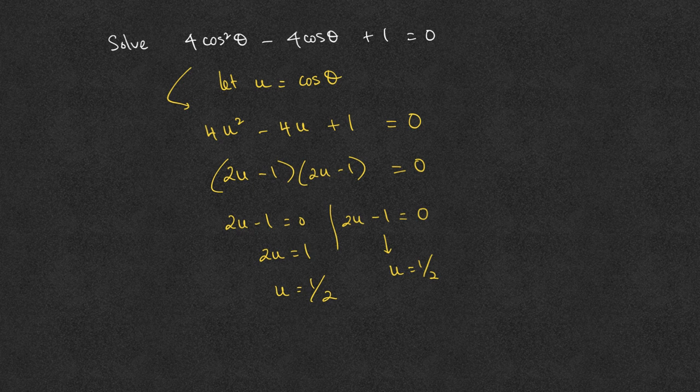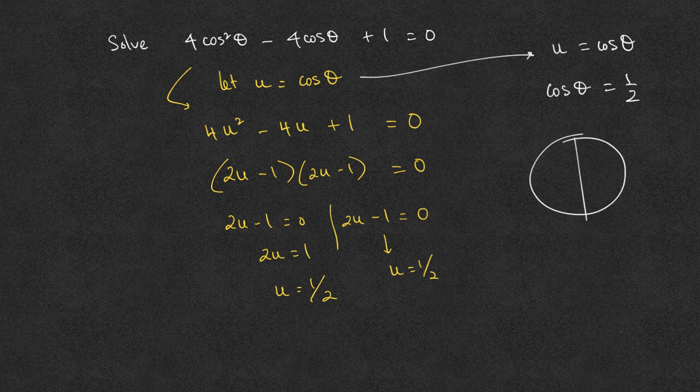Now that we found u, u is not the solution we're looking for. U is cosine of theta, and we found that u is 1/2. We now solve this equation. Using the unit circle, cosine is defined to be the x-coordinate, and in this case, if we replace cosine of theta with the x-coordinate, we will get x equals 1/2, and we then draw the vertical line x equals 1/2.